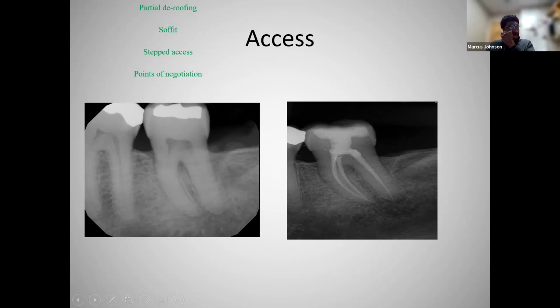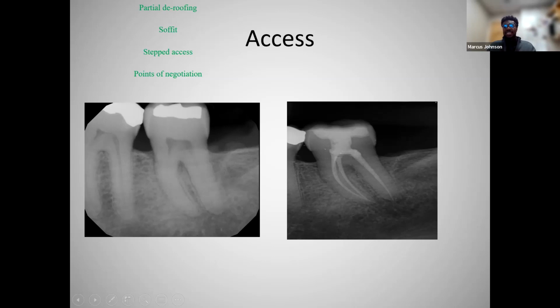However, the studies are not showing that there's any significant difference between conservative access and traditional, but nonetheless, I still want to see how I can do my part to conserve dentin, because we know that structural failure tends to be one of the leading reasons why teeth fail.